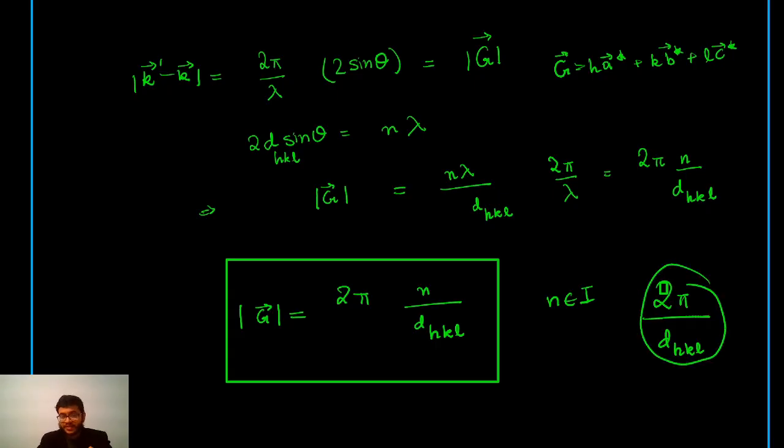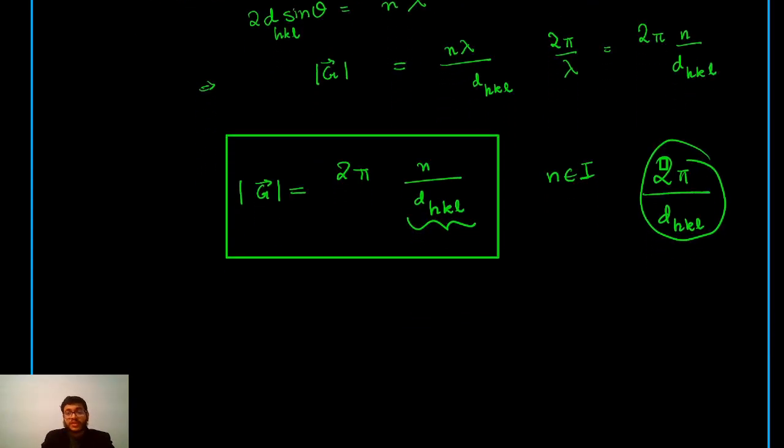And this will help us see how we read crystallographic data, and from that, can we actually get some information about what DHKL is? And now, another thing is, we know that G is what?